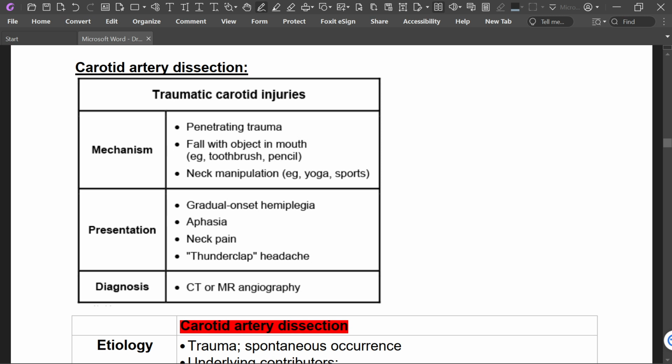That's why I would like to discuss some neurological topics regarding carotid artery dissection.